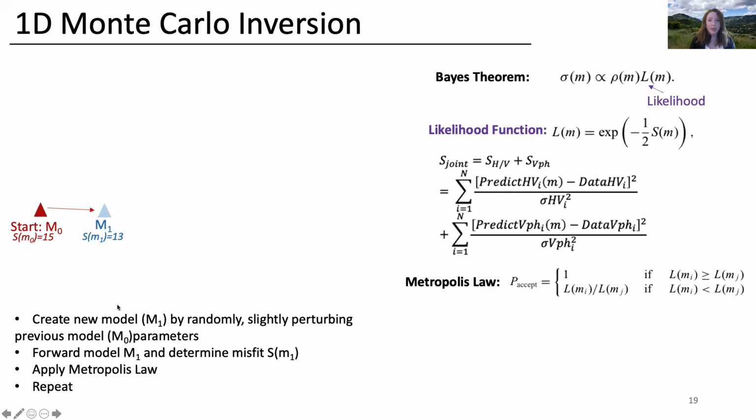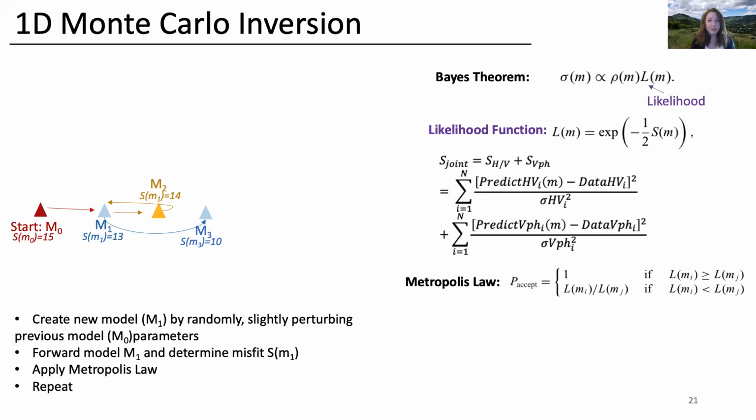So this gives M1. M1 has a lower misfit, so we will again roll the dice, it is a Monte Carlo, and perturb the parameters slightly from M1. This gives a model M2. However, after we forward model and calculate misfit of M2 predicted data to observed data, we find M2 has a higher misfit than M1 and lower likelihood.